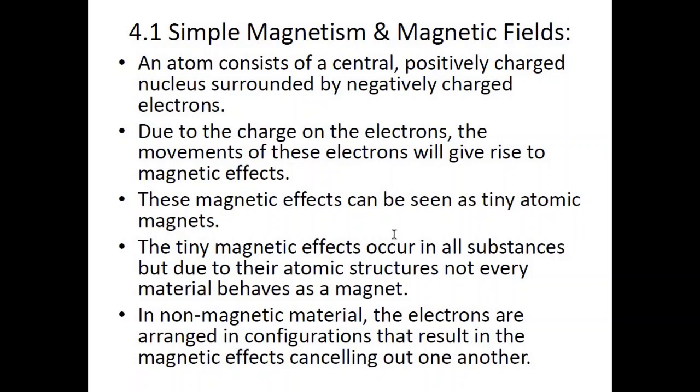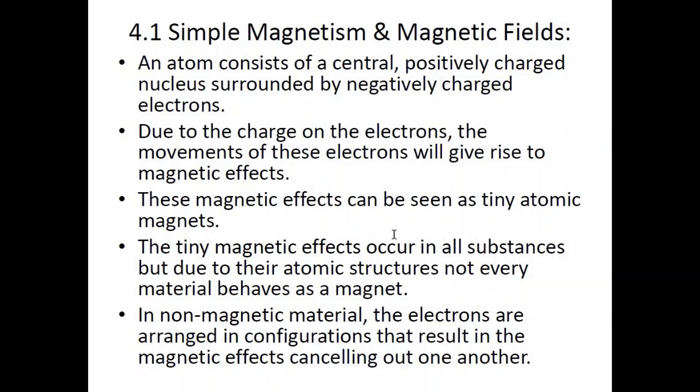This tiny magnet effect occurs in all substances, but due to their atomic structure, not every material behaves as a magnet. There is attraction between electrons and protons in every atom of all matter, but due to the atomic structure, not every metal or every material can behave like a magnet.